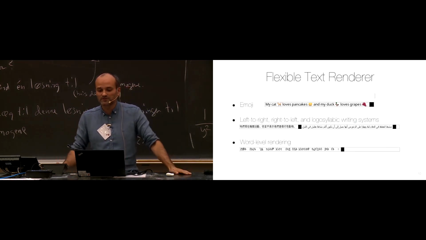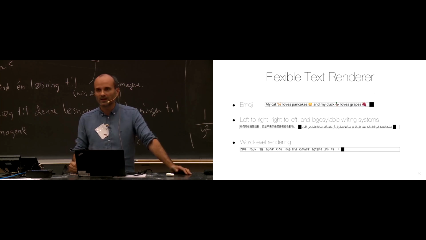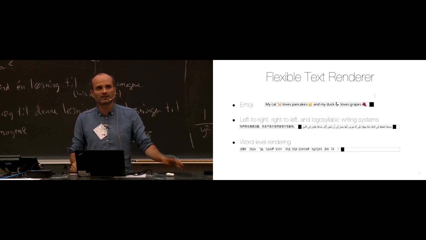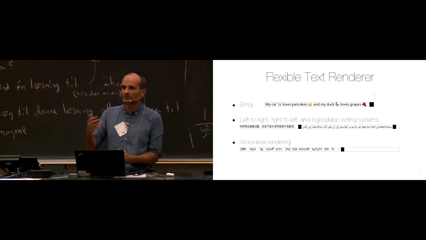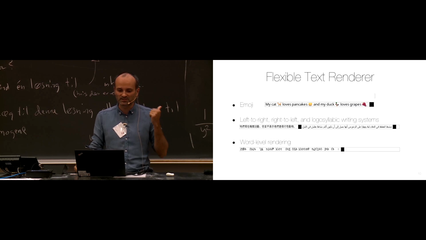The text renderer that we've developed is super flexible. It can handle full RGB colors. It can deal with rendering emojis. It can also deal with left to right writing systems and right to left writing systems, so Chinese and Arabic here in these examples. We can also render words instead of just continuous streams as well, as shown here in Amharic.